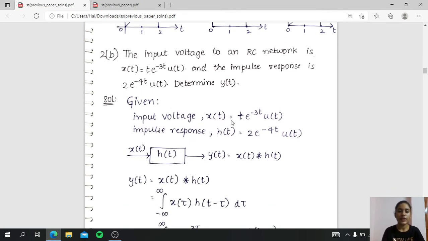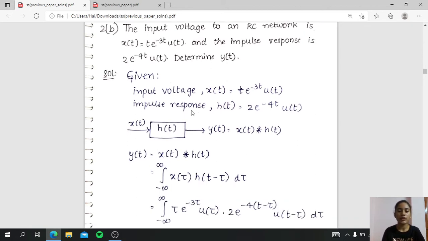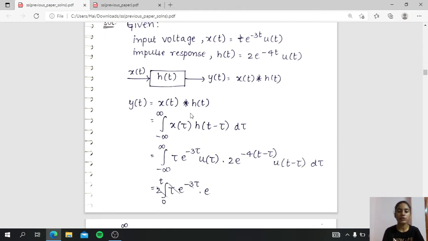Coming to the next question, they gave you input signal x of t and the impulse response h of t, and you need to determine y of t. You're familiar with this system, that is, you'll give input x of t to an impulse function h of t, and you'll get y of t. You will obtain y of t by convolving these two signals x of t and h of t. So y of t is equal to x of t convolution h of t, which is equal to integral minus infinity to infinity x of tau h of t minus tau d tau. You have x of t with you, so replace t is equal to tau, and you have h of t, replace t is equal to t minus tau, in that you'll get h of t minus tau. On substitution you'll get this.